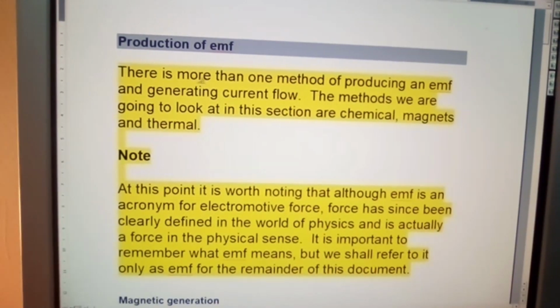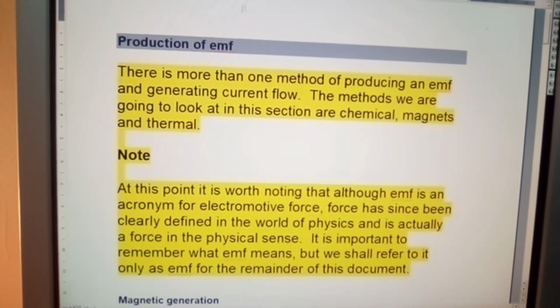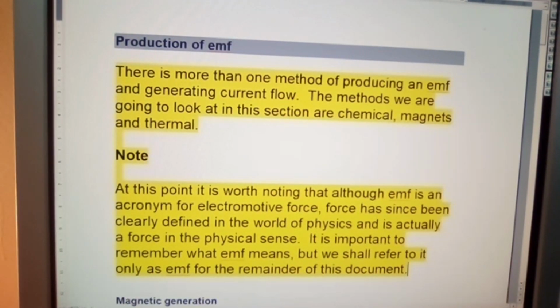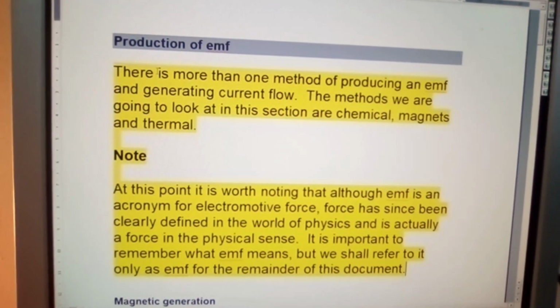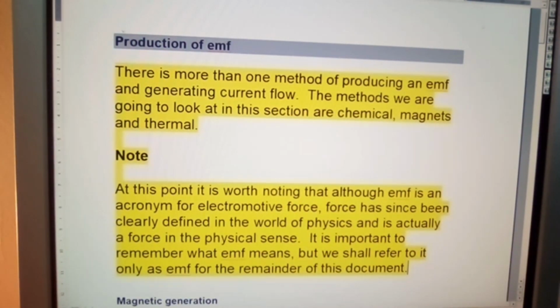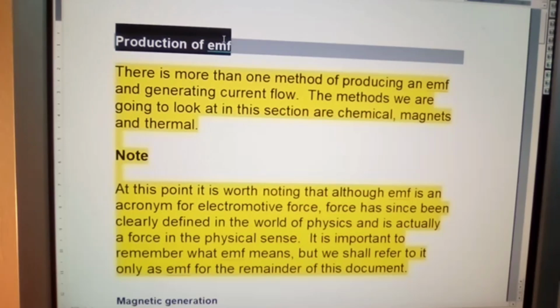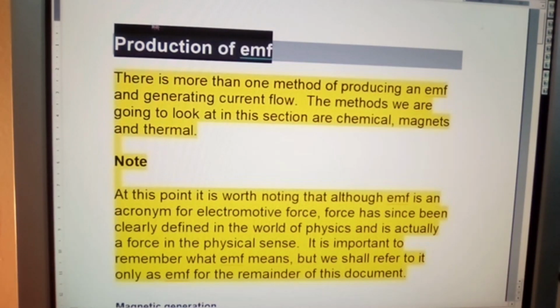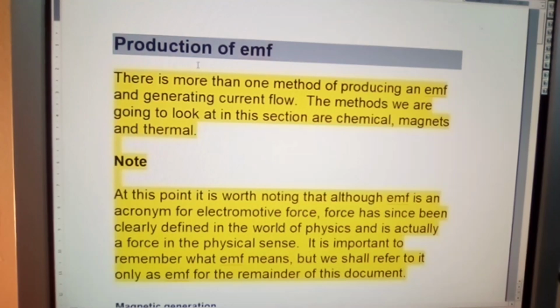Let's hope it does. Right, what I want to look at here is production of an EMF, okay? And that is what we're saying here, okay?